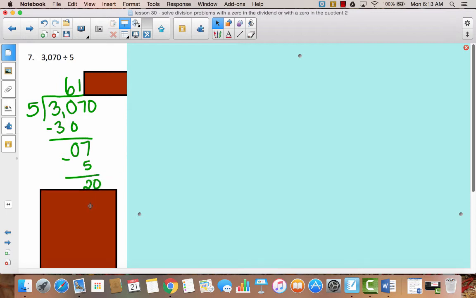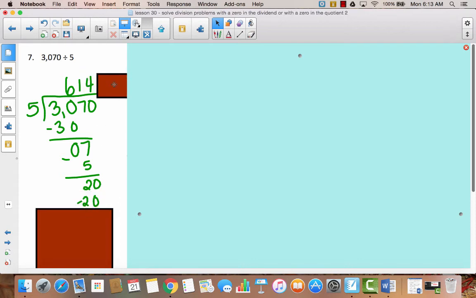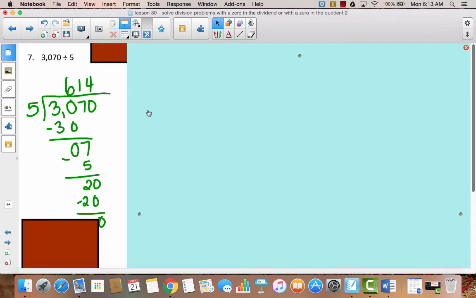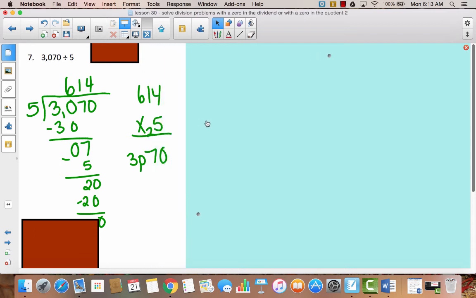I added those 2 to my 0 ones, and that gave me 20. 20 divided by 5 was 4. 4 times 5 is 20, and that gave me a remainder of 0. So then I went ahead and checked my problem, 614 times 5.